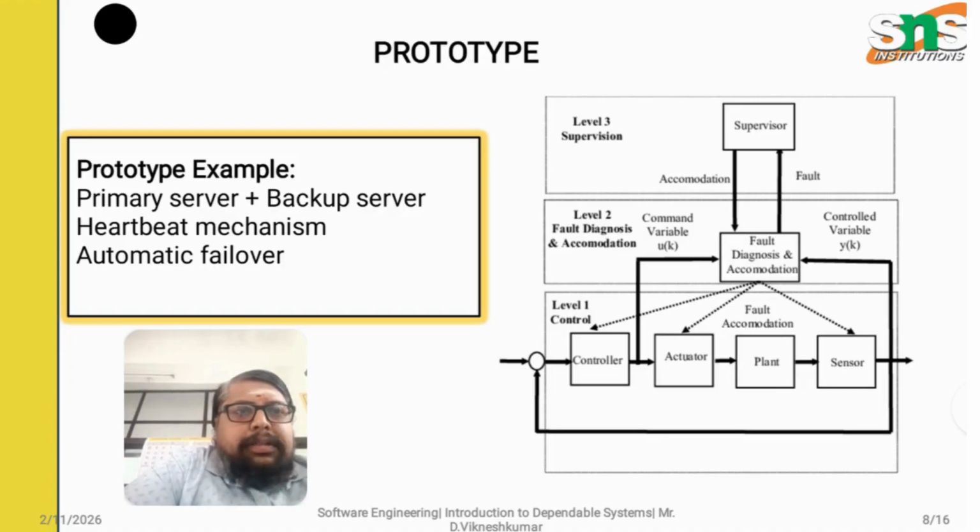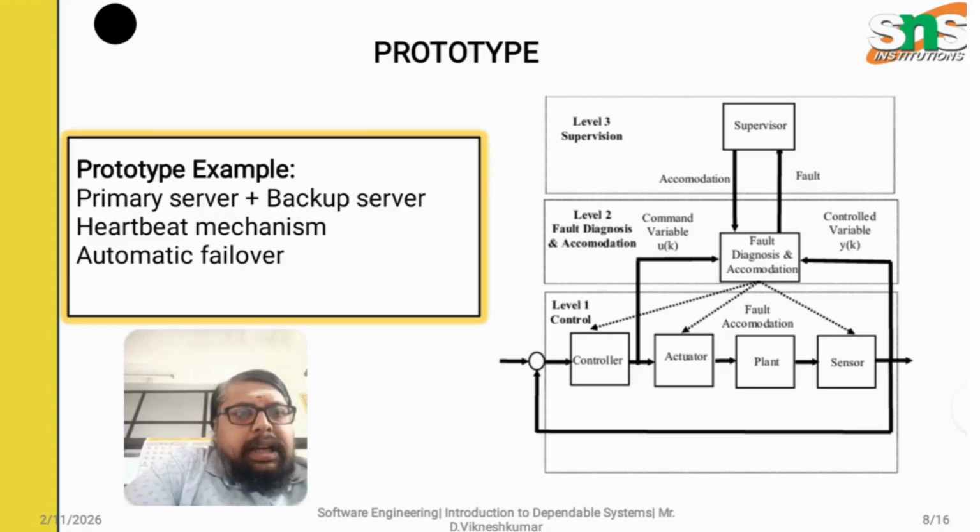In level 3 we have a supervisor system. The supervisor system consists of accommodation and fault handling. The supervisor enables accommodation, and it receives the fault diagnosis from level 2 at level 3. Based on the supervisor, the accommodation is given to the system. So there is the primary server, and the backup server, with the heartbeat mechanism and automatic failover.